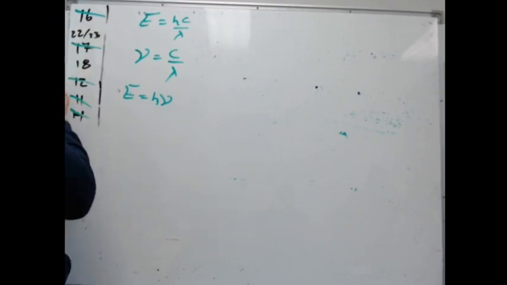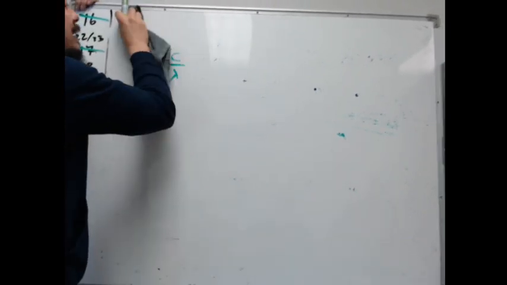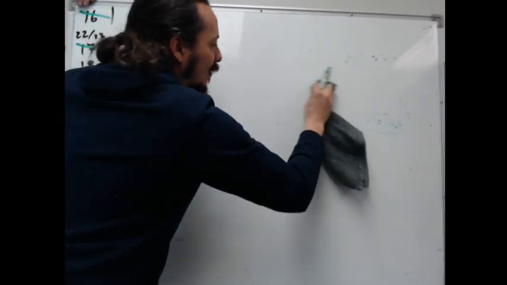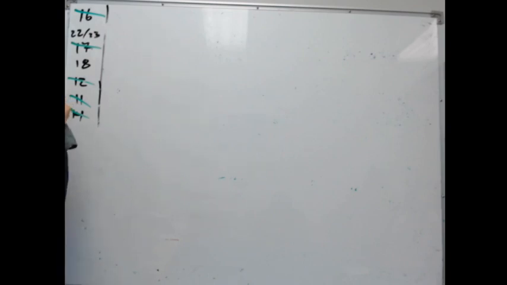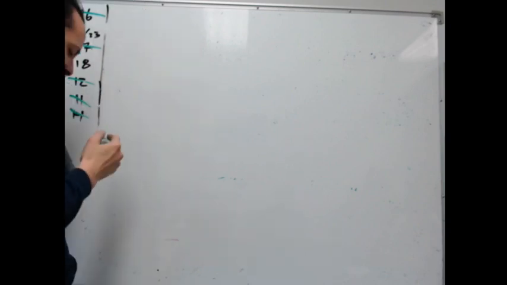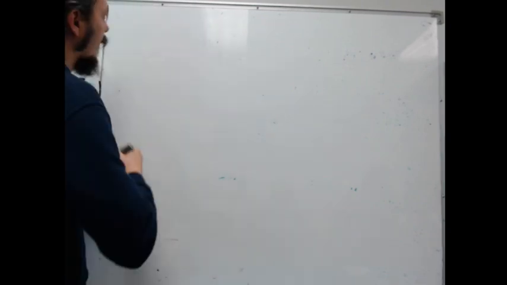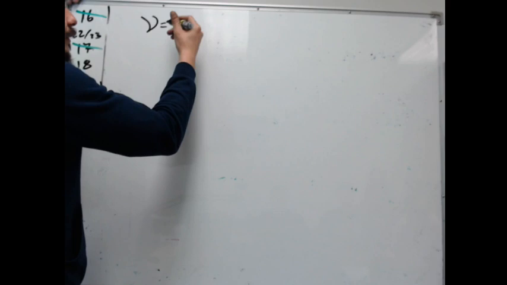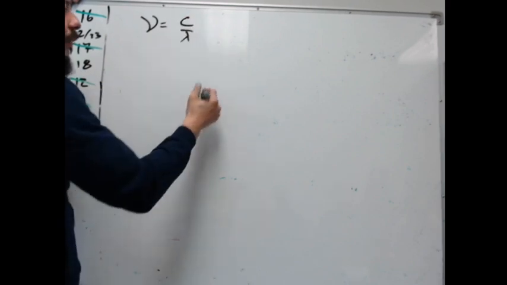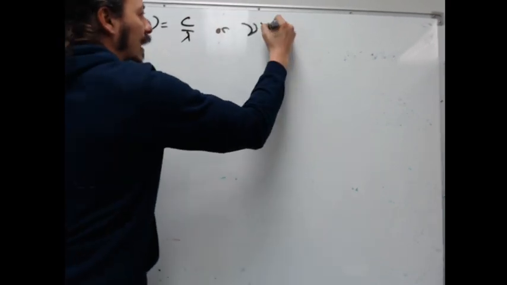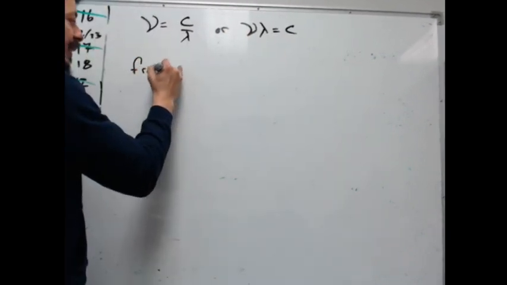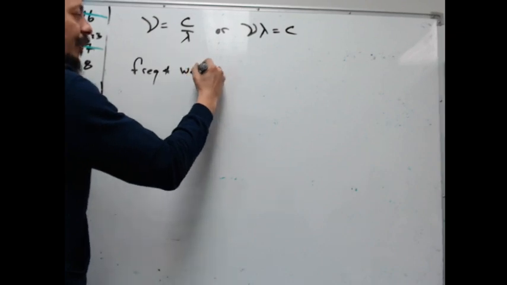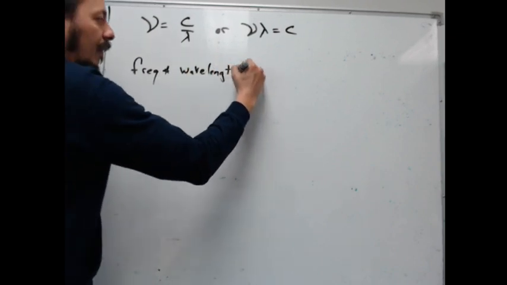That's pretty much 17. Number 18 is kind of this funny thing: sound waves and light waves, waves are waves, whether they're sound or light. So if you think about light, use nu equals c over lambda, or nu lambda equals c. This is frequency. The other way to think about this is frequency times wavelength equals speed.